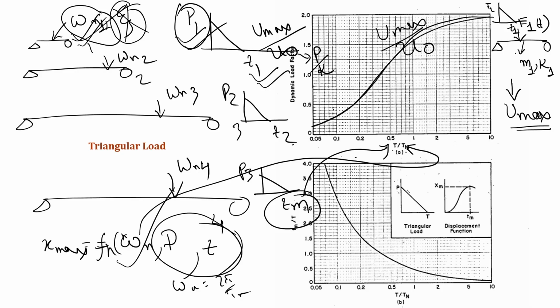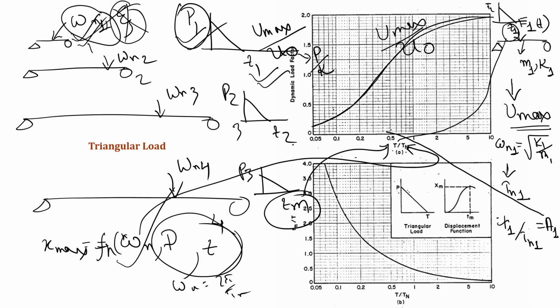what I need to do is calculate omega n 1, which is root over k1 over m1. Then from omega n 1 I calculate Tn 1. I have my value of T1. Then I calculate the ratio of T1 divided by Tn 1. Let us say this is a number A1, and let us say it is 0.5.